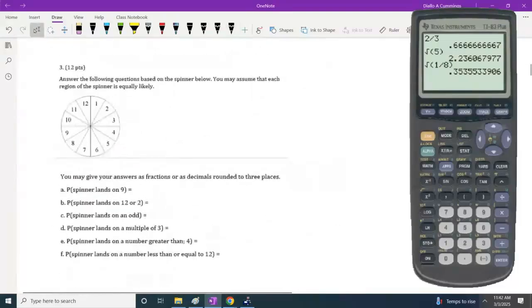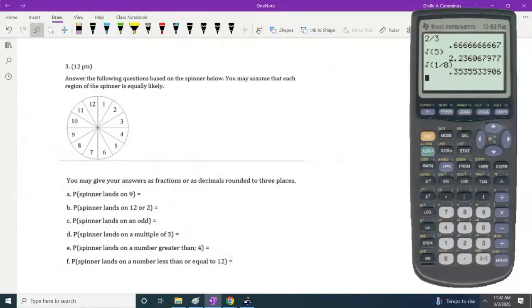All right, number 3. This should look very familiar. Answer the following questions based on the spinner. Each region is equally likely. So there are 12 equally likely regions, so my denominator for all of them is going to be 12. A says the probability that the spinner lands on a 9. 1 out of 12, because there are 12 numbers total. There's only one 9. So 1 out of 12.